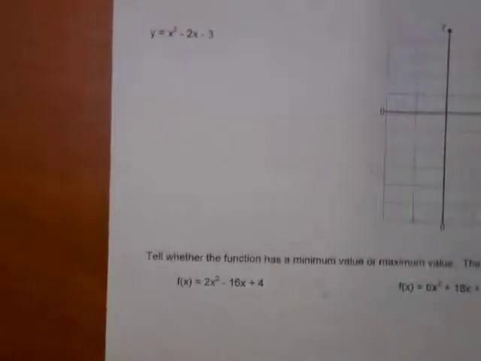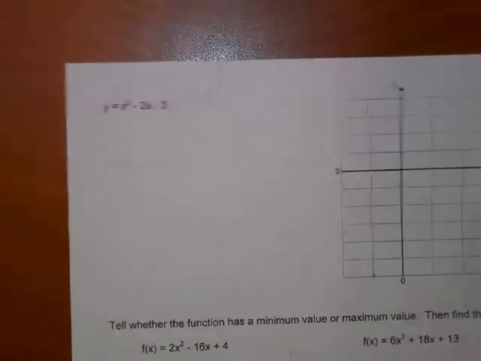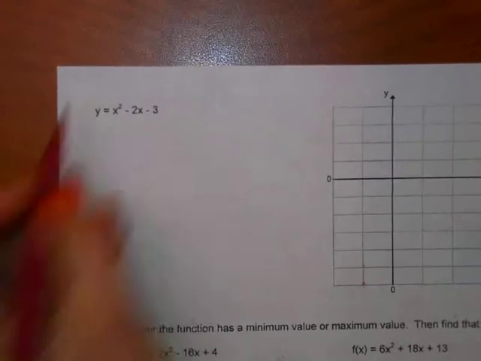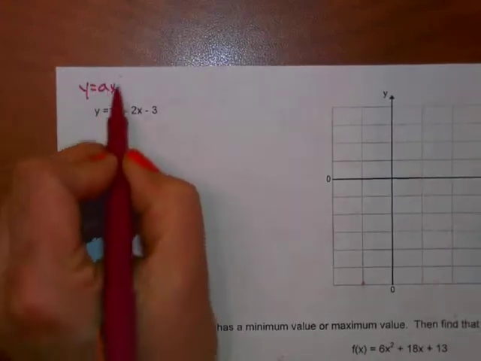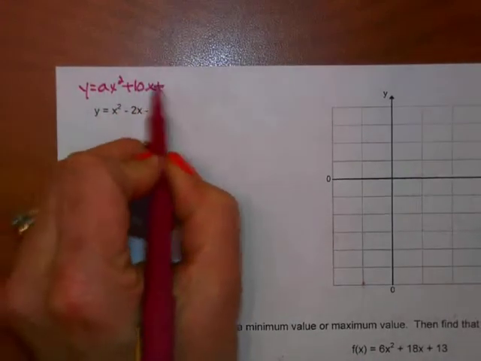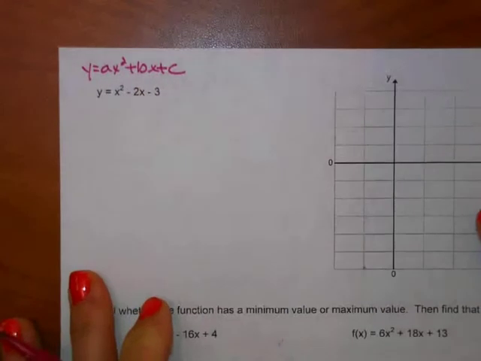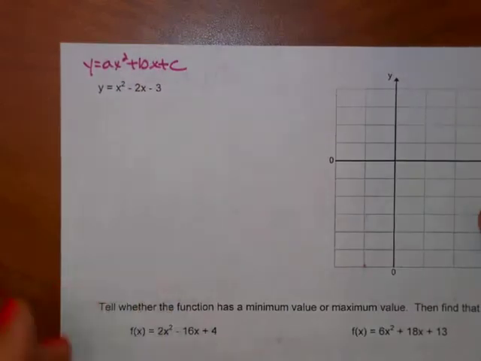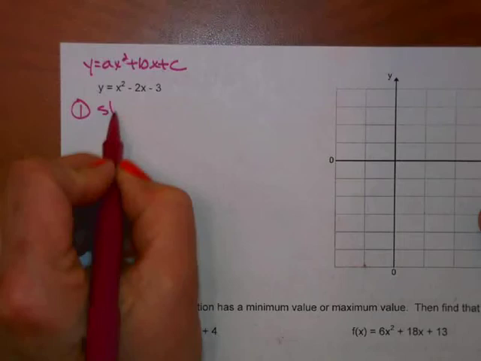So we're going to do it again. It'll be quicker this time. Turn it over. Remember this: y equals ax squared plus bx plus c. Start with the axis of symmetry.